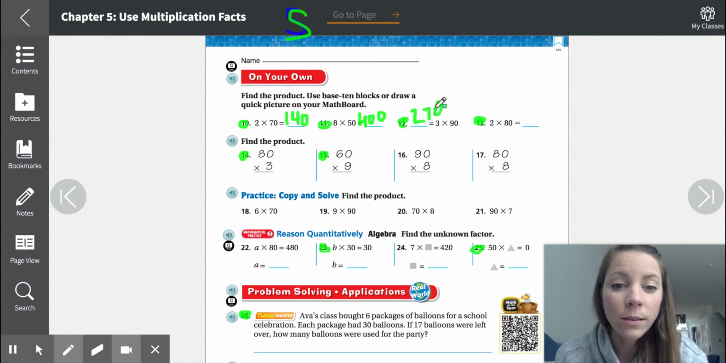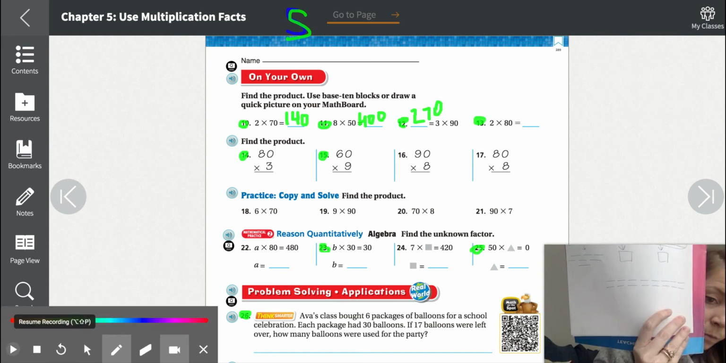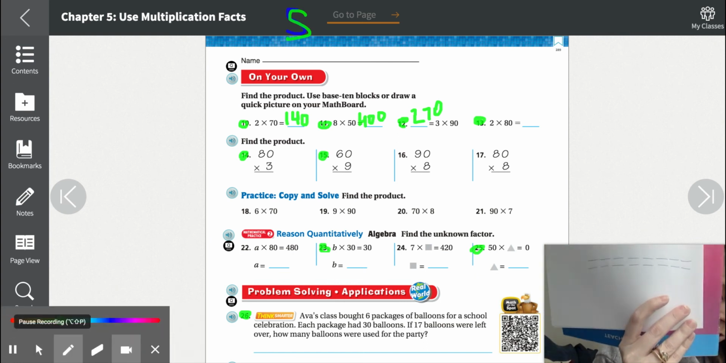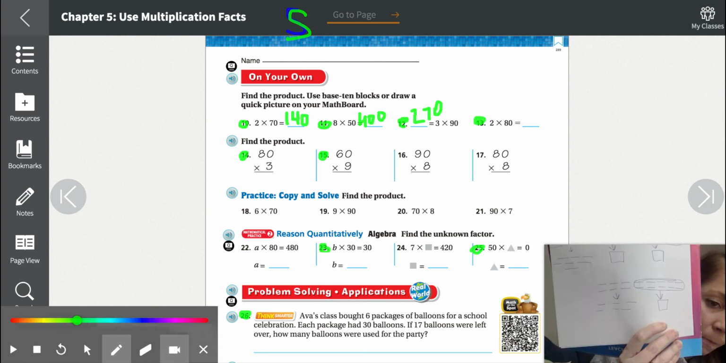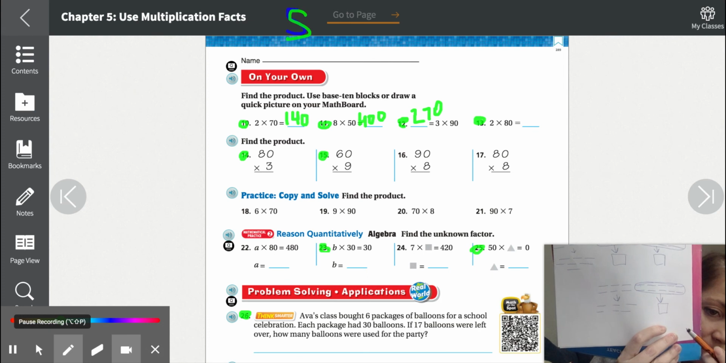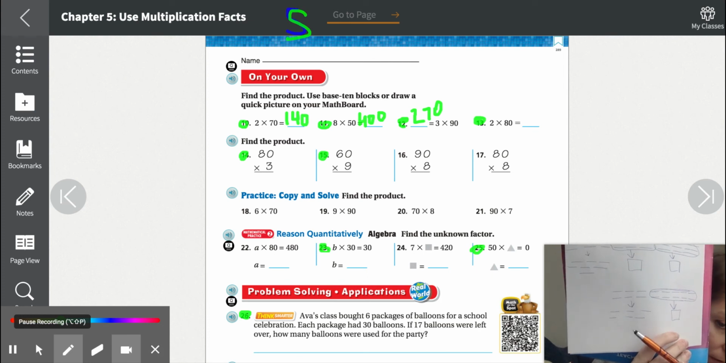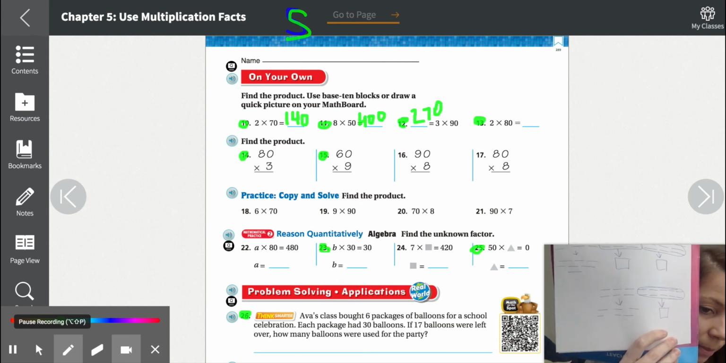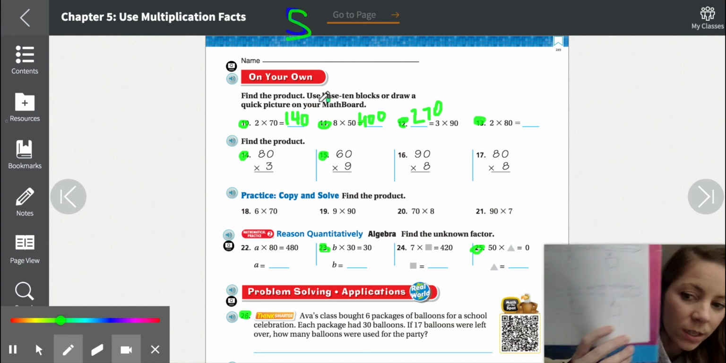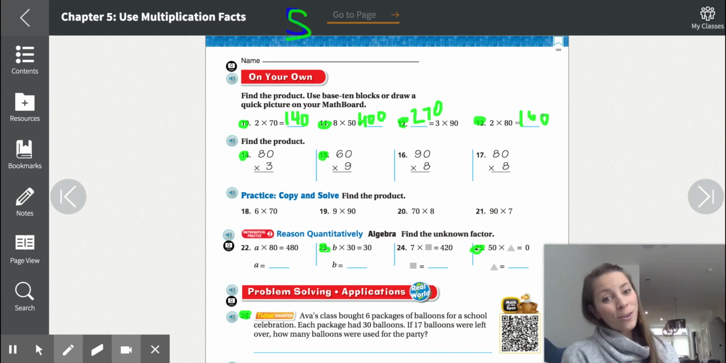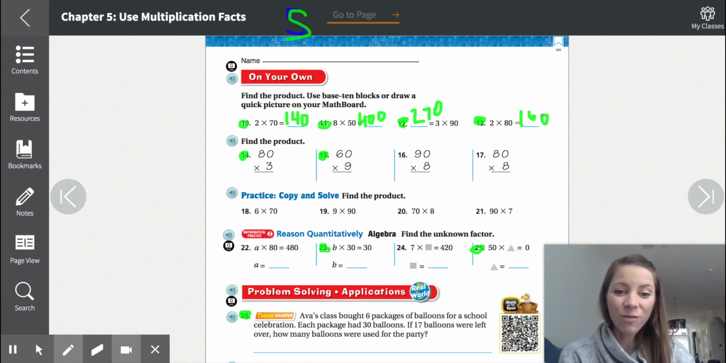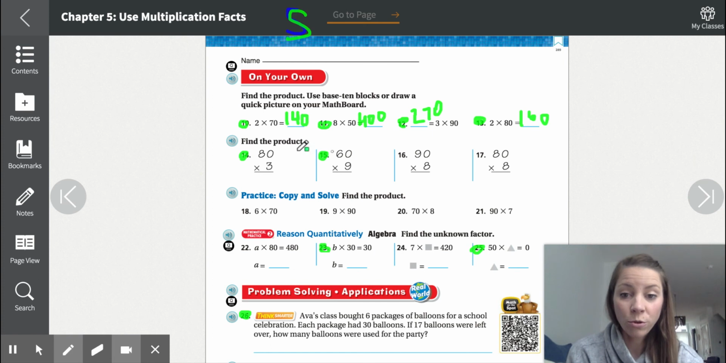Okay, last one, 2 rows of 80. Here's my 2 rows of 80. Okay, and I'm going to get 10 tens, circle them into 100. All right, so then that gave me 100, and then there were 6 tens left over. So 100, and then 10, 20, 30, 40, 50, 60, 160. Okay, so that was all the hard work where you had to draw all of it out. For the rest of them, you can choose whatever strategy is best for you.